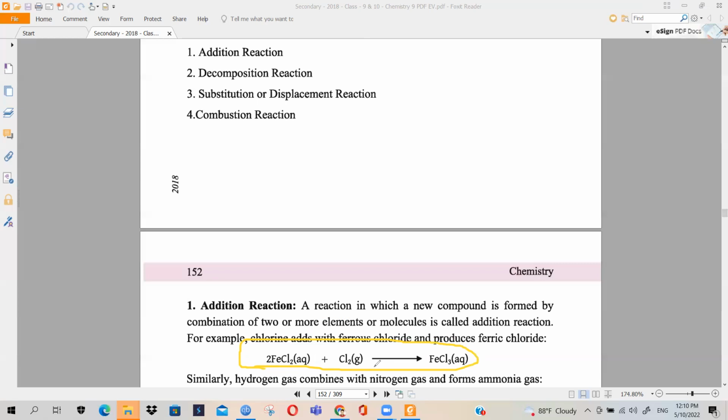Quick question. Is that chemical equation balanced? No, you have to balance it. I don't want to balance it. Just write a two on the right side.